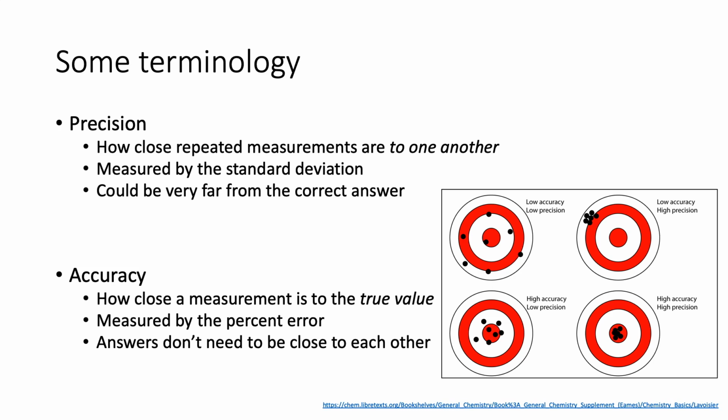Accuracy is how close a measurement is to the true value, or the value that you actually are trying to measure.